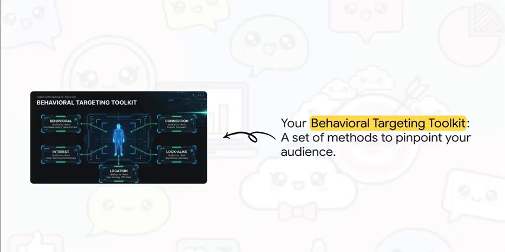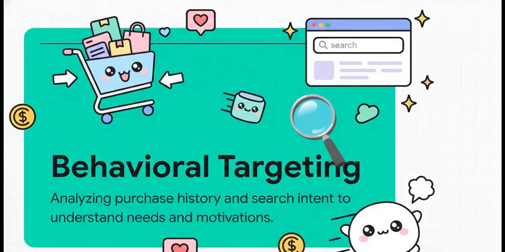And all that data gets processed using this, your behavioral targeting toolkit. Think of this as your set of specialized instruments for pinpointing your audience with incredible accuracy. Let's break down a couple of the most important tools in this kit. First up, we have behavioral targeting. This one is all about action. It looks at what people actually do online. What are they buying? What are they searching for in Google? It's a super powerful way to understand what they need right here, right now.